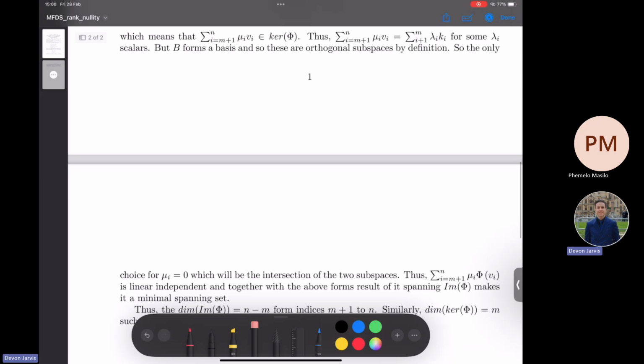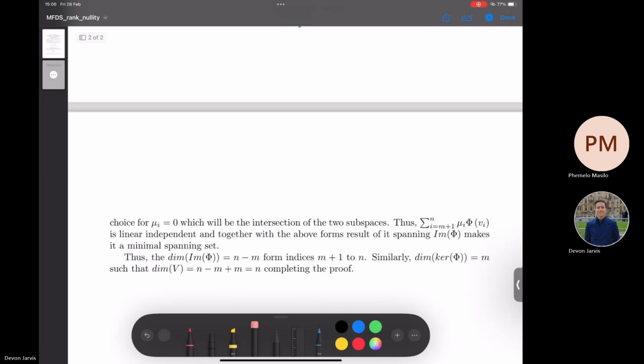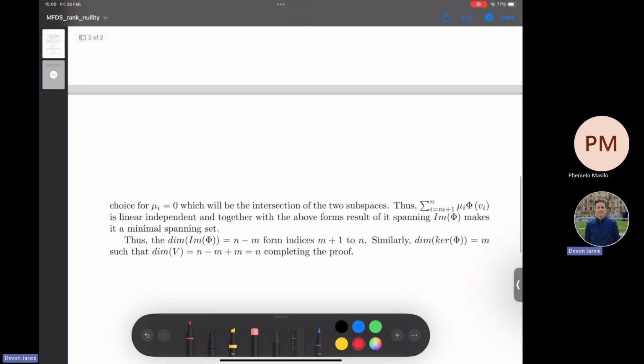We can also say that the dimension of the image of phi plus the dimension of the kernel of phi is equal to the dimension of n. That's how we get n minus m plus m to be back to the original n. Yes, exactly. All you're doing is coming through and putting this in.